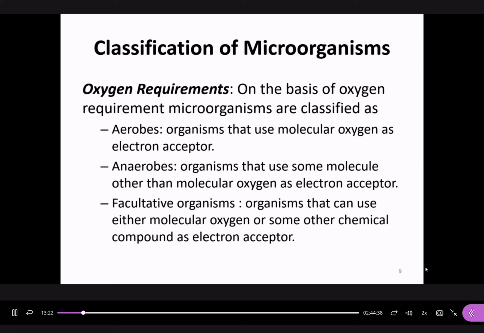So we have aerobic organisms that use molecular oxygen as electron acceptor. What is an electron acceptor? This is a very important concept. Here we have electron acceptor, and on the other side, we have electron donor. What is the difference? Electron donor: donation, giving out. Acceptor: accepts electrons.